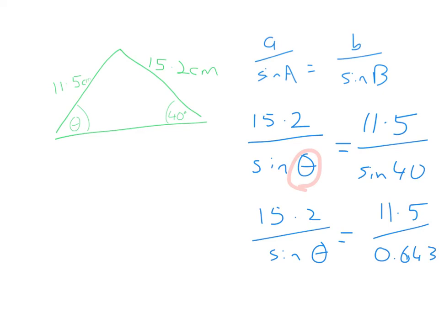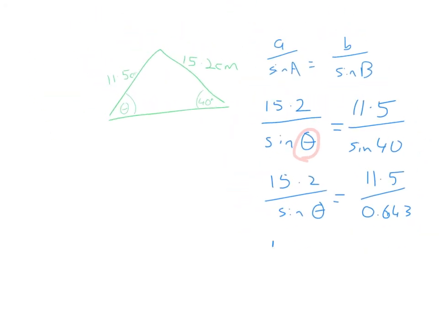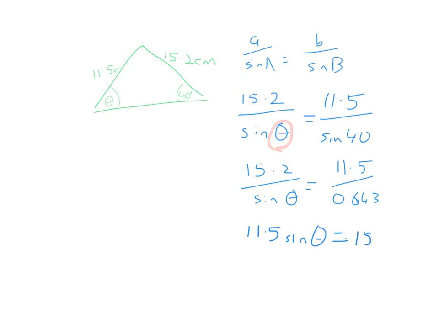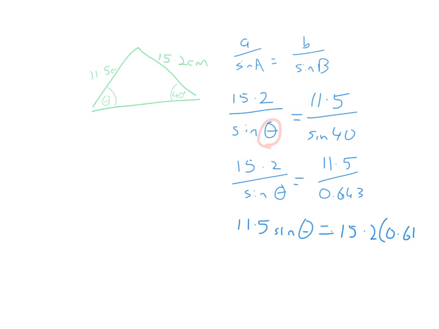Now again, we have two fractions on either side of an equals, so we can cross multiply, and that gives us 11.5 times the sine of theta is equal to 15.2 times 0.643. So we'll multiply that out now. 15.2 times 0.643 will give you 9.774.